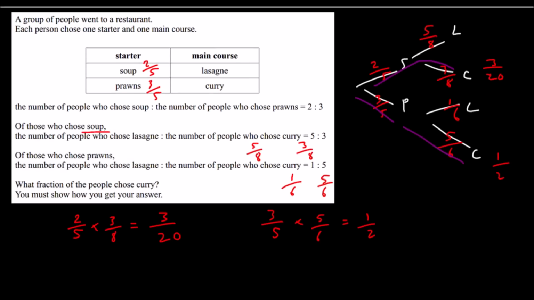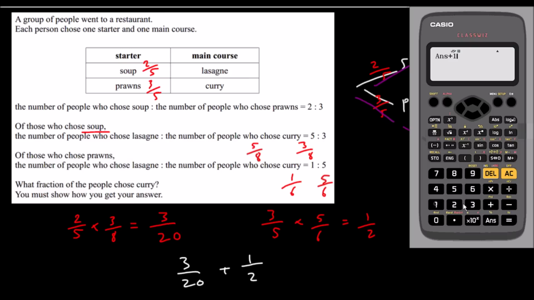Let's add those two together. 3/20 plus 1/2 is going to be 13/20. So 3/20 plus 1/2, 13/20.